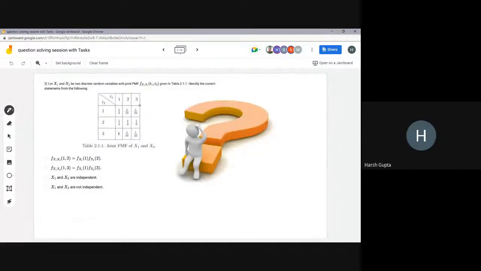Okay, so what we are going to do here is marginal, so we can make it like this for marginal. So what will be this one? Here, what should we write, x1 or x2? x2. So we are going to add these values, right? What will be the value? 1 by 2.